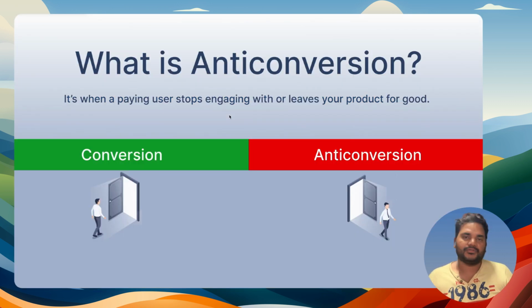So what is anti-conversion? Anti-conversion is a term used to define the movement, the reasoning or the act when a new user or a paying user leaves the product. Conversion means getting the person onto the application, and anti-conversion is just the opposite of it, which means the user is leaving the application. So that is what the term anti-conversion means, the opposite of conversion.